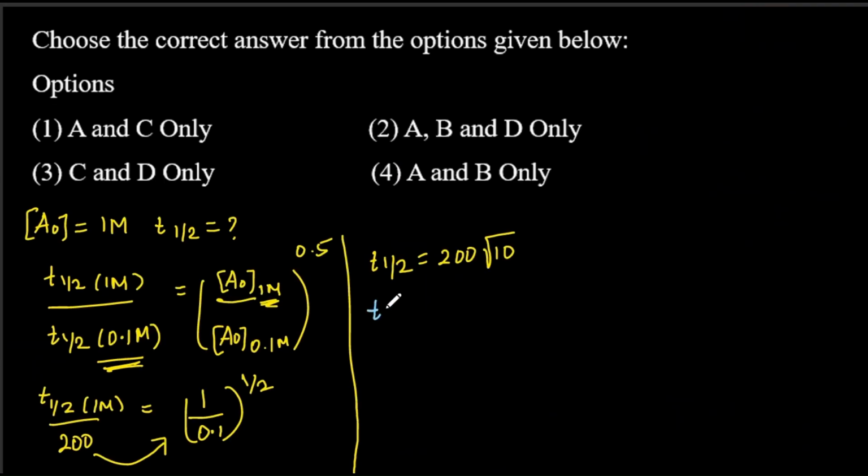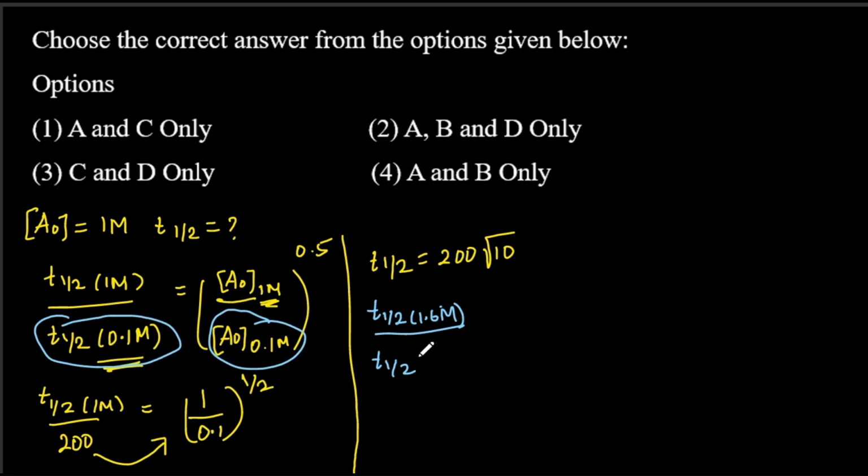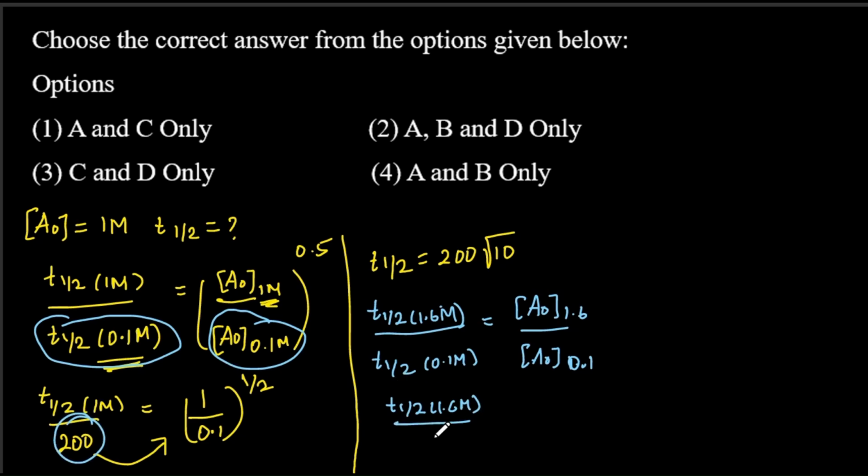So when T half is 1.6 for a 1.6 m, you have to find that. So let us take the same T half of 0.1 m is equal to concentration of A naught, that is 1.6, divided by concentration of A naught, that is 0.1. So let us substitute the value. So T half of this 1.6 m you have to find, divided by, for 0.1 m the T half value is 200, is equal to 1.6 divided by 0.1, and here you are having the order 1 minus n.